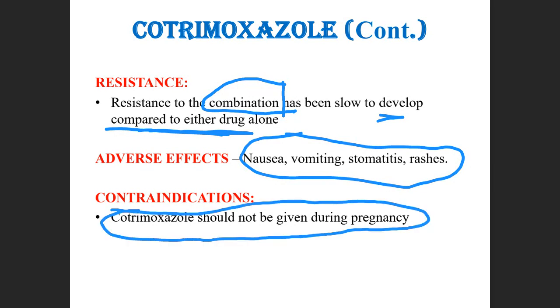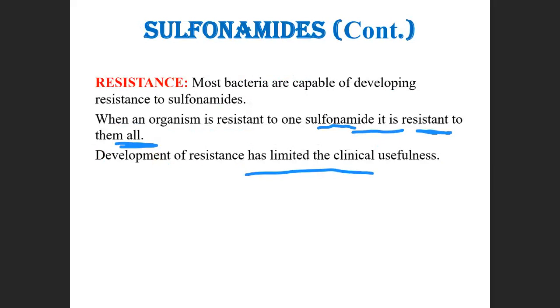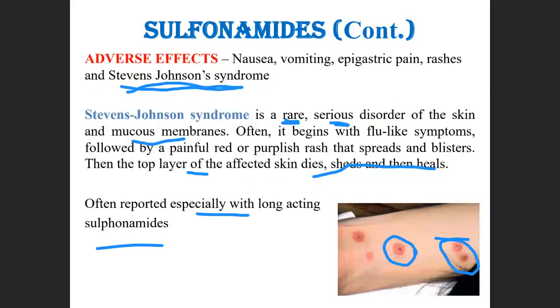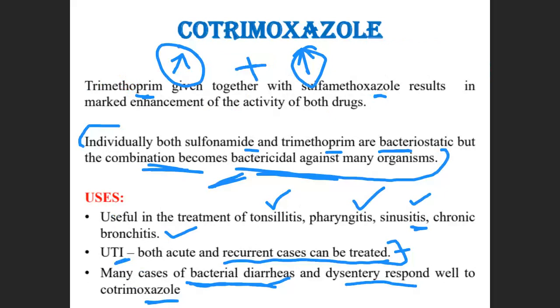Why? Because we have seen over here that sulfamethoxazole, the drug which we have seen previously in one slide, in slide number 4, crosses the placental barrier. So what it means is that it crosses the placental barrier and it can be dangerous to the fetus.